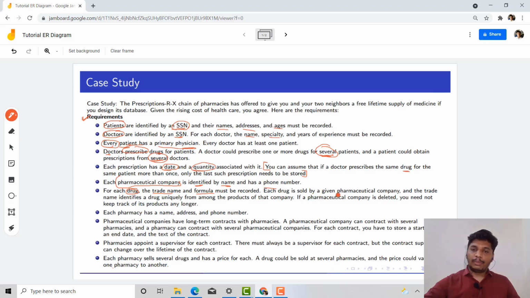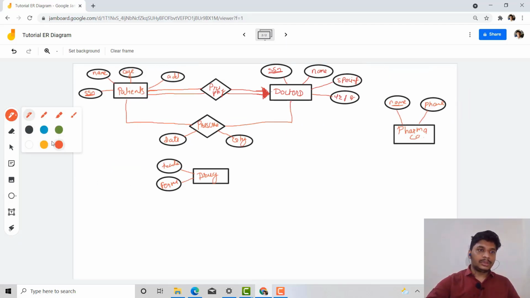Now each drug is sold by a given pharmaceutical company and the trade name identifies a drug uniquely from among the products of that company. If a pharmaceutical company is deleted, you need not keep track of its products any longer. Means this entity drug is completely dependent on this pharmaceutical company. So that's why drug is a weak entity set, right? So we need to draw a double rectangle here. So a weak entity set is represented by a double rectangle.